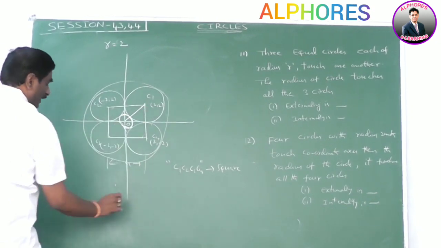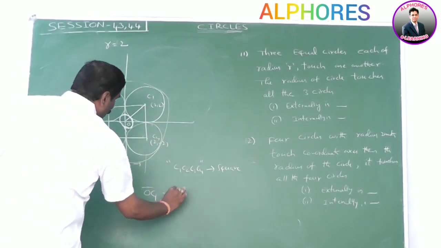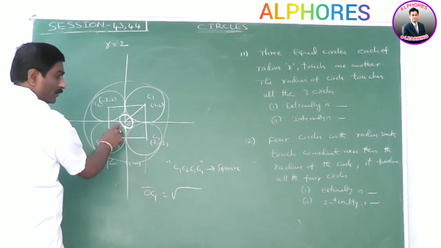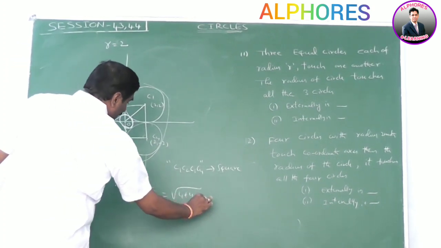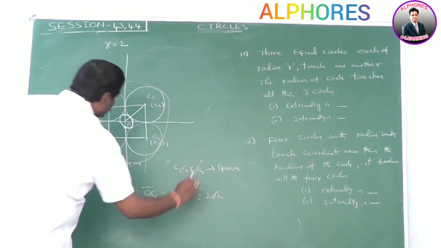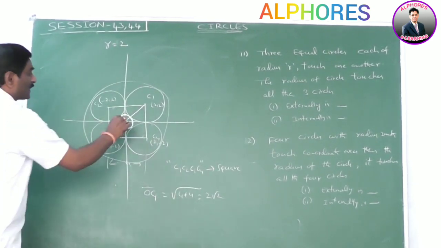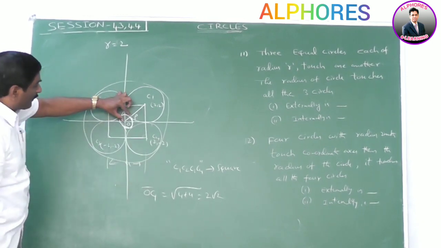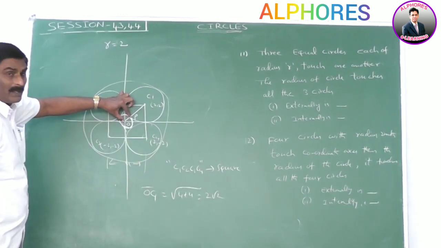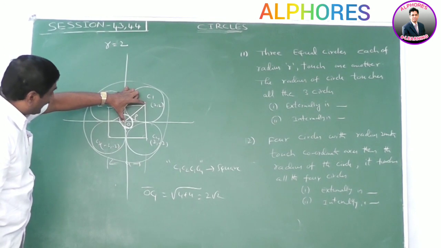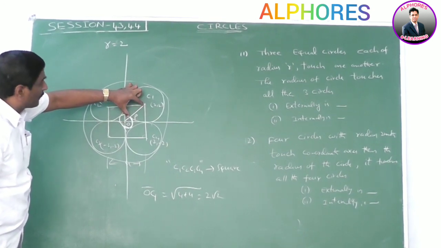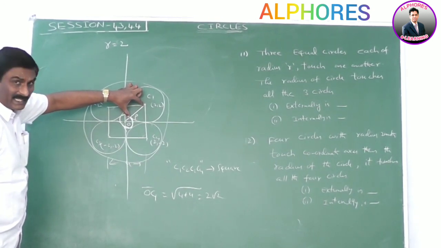OC1 is the distance, that is, root over (x2 minus x1) whole square plus (y2 minus y1) whole square. Root 4 plus 4 gives root 8, that means 2 root 2. Now the radius of the circle which touches externally, say this point is P. The required value is OB. OB is nothing but OC1 minus C1P. C1P is nothing but the radius of the first circle.